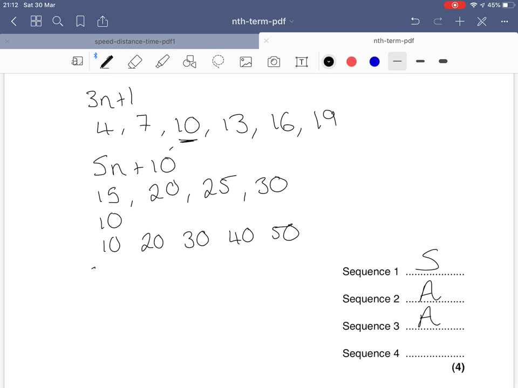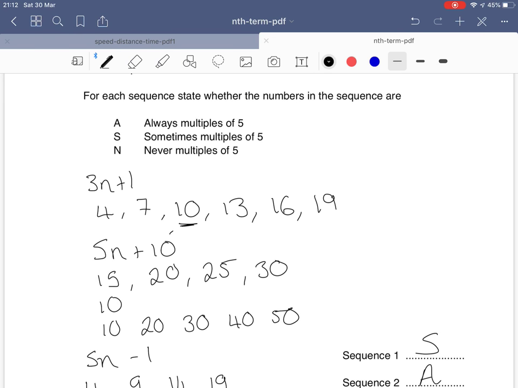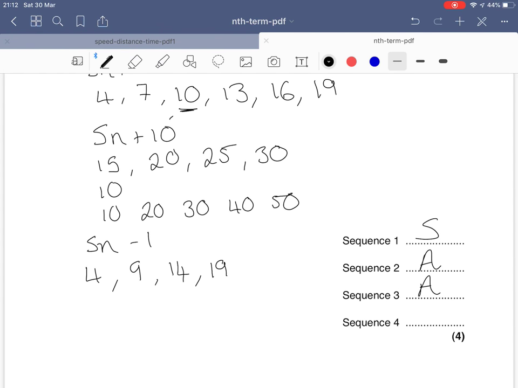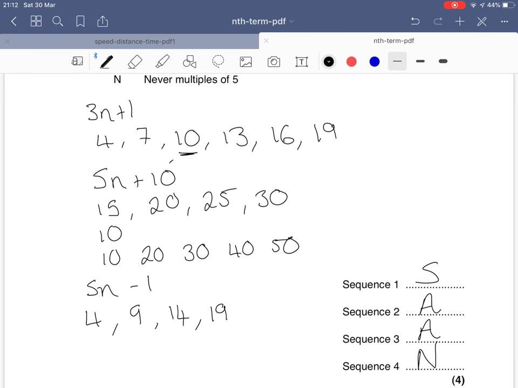5n minus 1, so 5n minus 1. So 5 times 1 is 5, take away 1 is 4, 5 times 2 is 10, take away 1 is 9, 5 times 3 is 15, take away 1 is 14, and it's going to keep adding 5 then, so they're not ever going to be a multiple of 5 in that, because it's just going to go 4, 9, 4, 9, 4, 9, the end numbers, so that's going to be an N, for never a multiple.